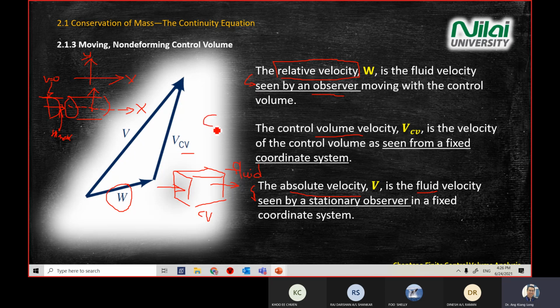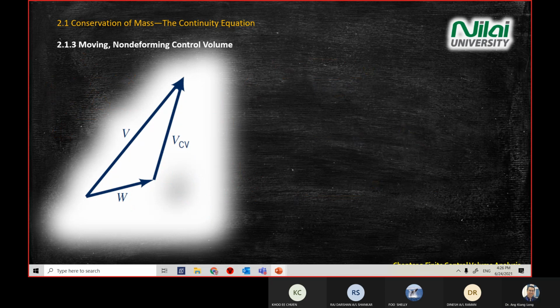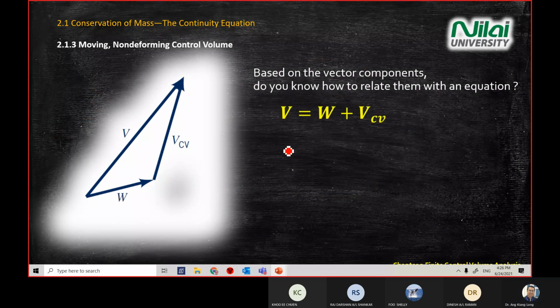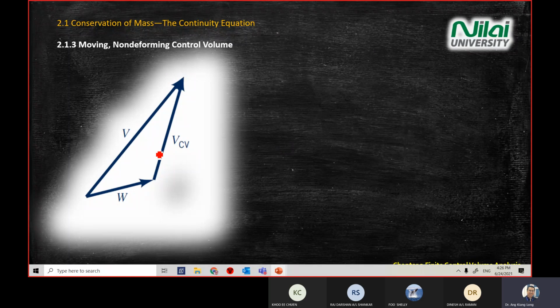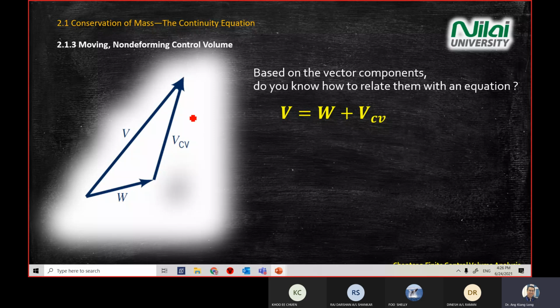So far we are not dealing with gas yet, because gas can be compressed. When it is compressed, a change happens and thermodynamics comes in. So far we are dealing with fluid and control volume. Memorize this shape, it is important to solve problems. Once you draw the shape, you can relate the velocities with the vector equation.